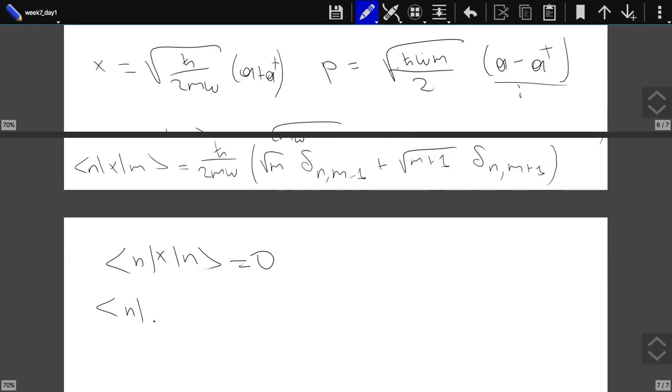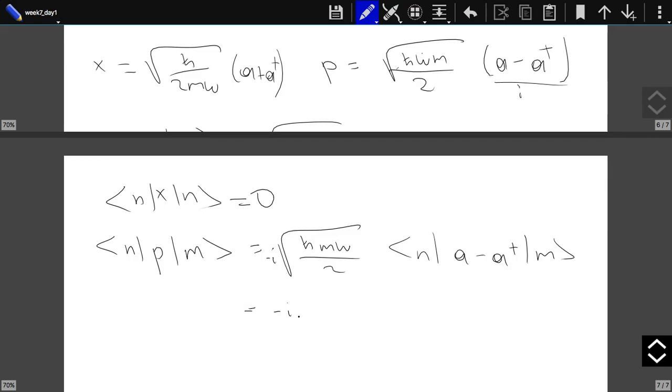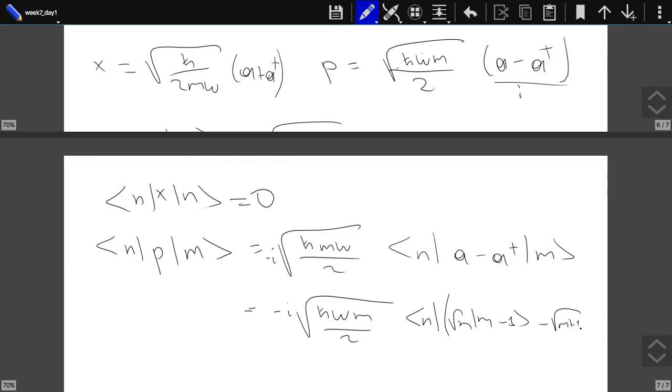Let us look at the matrix elements of P in general. Well, this will be equal to square root of h bar m omega over 2 times minus i, times m, A minus A dagger, n. Which is minus i square root of h bar omega m over 2 times square root of n Kronecker delta m, n minus 1 minus square root of n plus 1 Kronecker delta m, n plus 1.